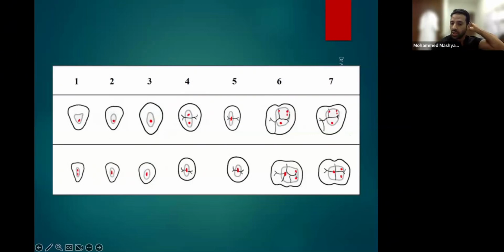And always, especially whenever a tooth has an old filling, a previous restoration, a previous root canal treatment or calcification, whenever you open the access cavity, always try to get the original shape. Getting the original shape will help you to find the canals easily.